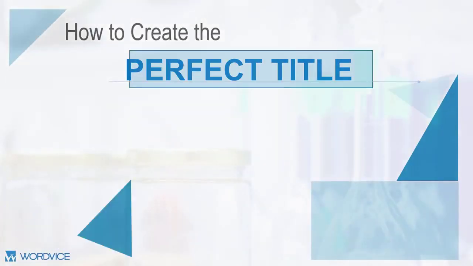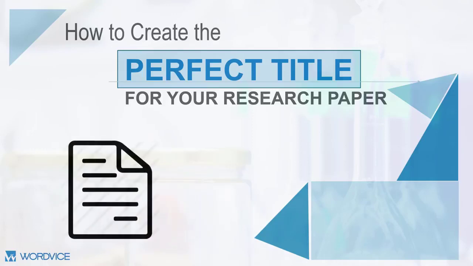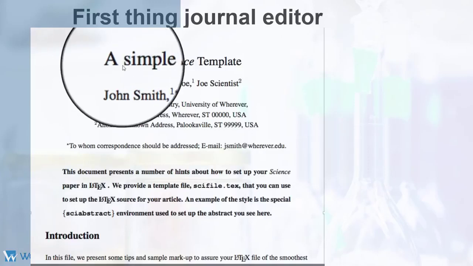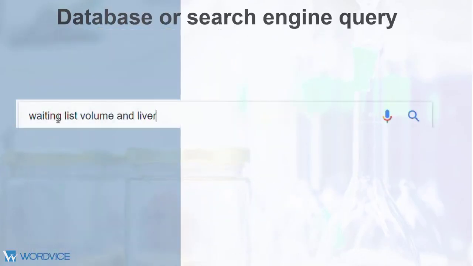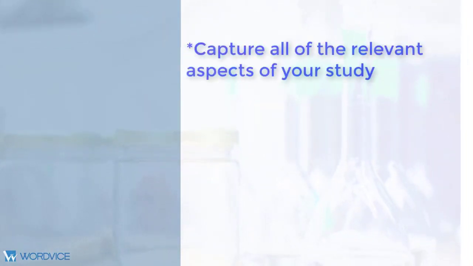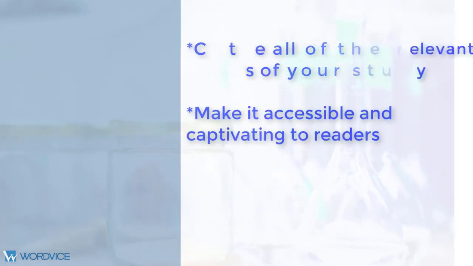Today we will discuss what is perhaps the single most important element of your research paper, the title. The title is the first thing that journal editors and reviewers see when they look at your paper. It is also the only piece of information that fellow researchers will see in a database or search engine query. Therefore, you want to make sure the title captures all of the relevant aspects of your study, but does so in a way that is accessible and captivating to readers.